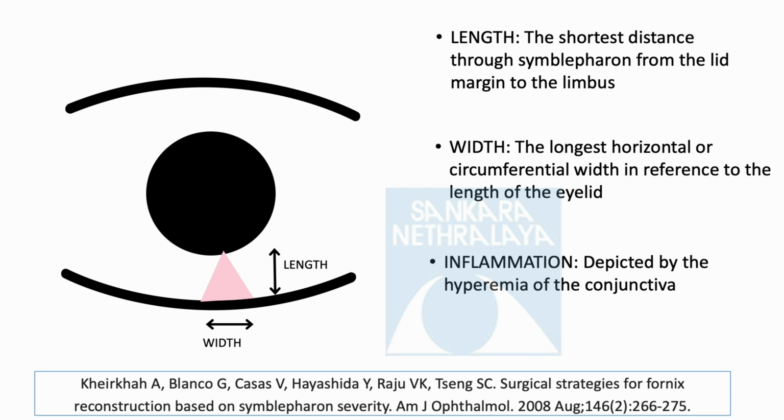Kheirkhah et al. had proposed the surgical strategies for fornix reconstruction based upon the symblepharon severity, and this is what really marks the basis of most of the management strategies proposed for symblepharon release. They have defined the symblepharon based on the length, the width, and the inflammation. Length is the shortest distance through the symblepharon from the lid margin to the limbus. Width is the longest horizontal or circumferential width in reference to the length of the eyelid, and inflammation is depicted by the hyperemia of the conjunctiva.